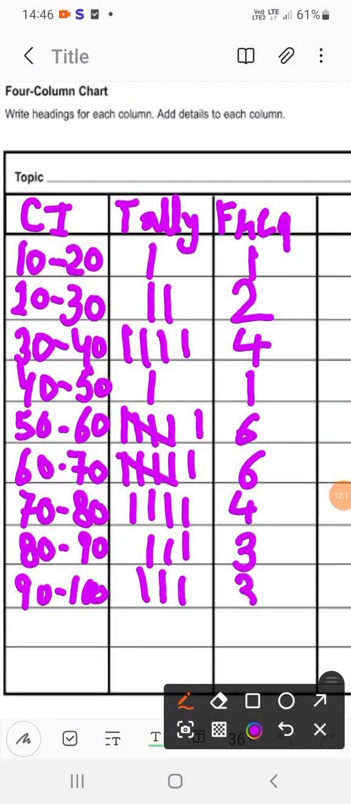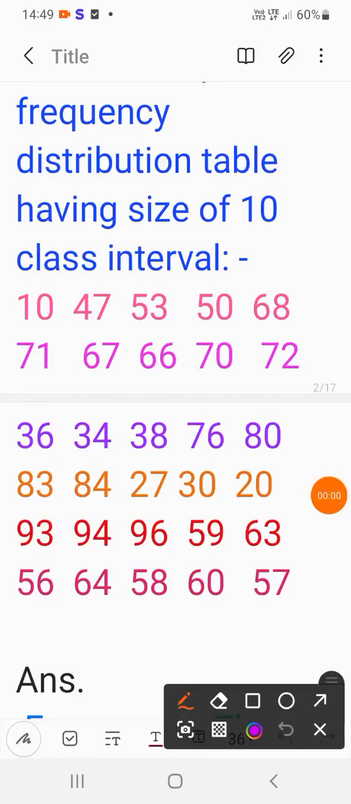After summing the values of frequency, we will get 1 plus 2, which would be 3, 3 plus 4, which would be 7, 7 plus 1, which would be 8, 8 plus 6, which would be 14, 14 plus 6, which would be 20, 20 plus 4, which would be 24, 24 plus 3, which would be 27, 27 plus 3, which would be 30. And the number of scores should be 30 as well.